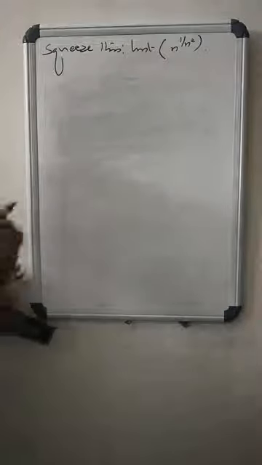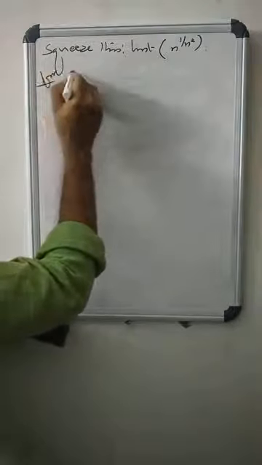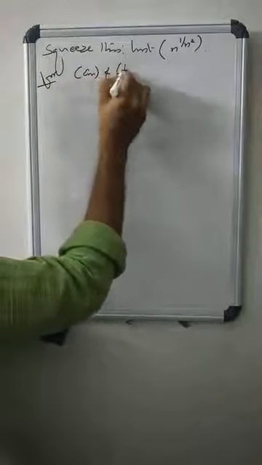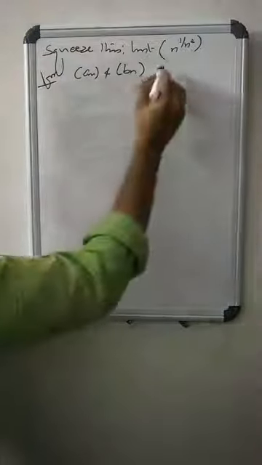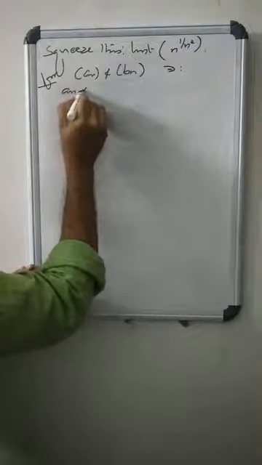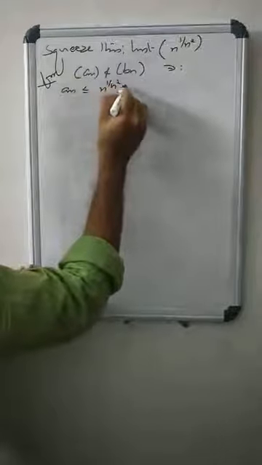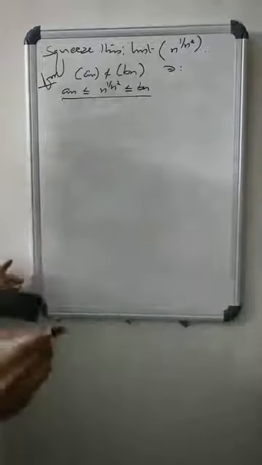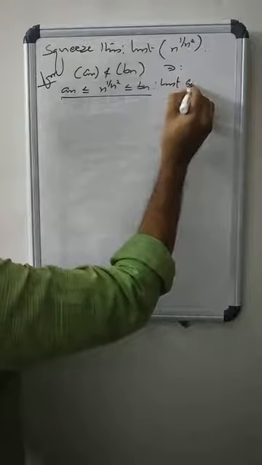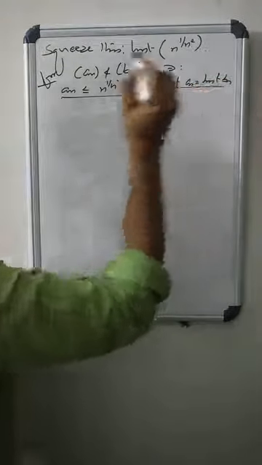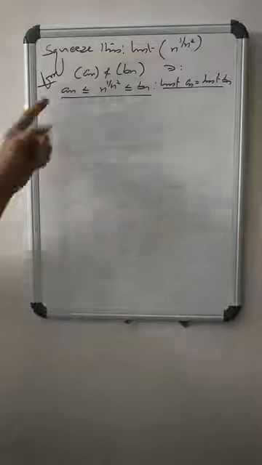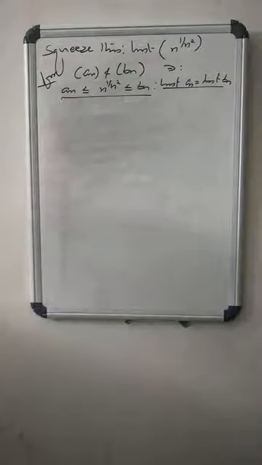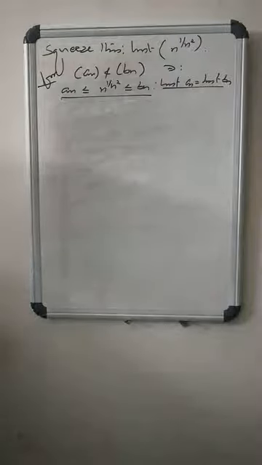How? To apply the Squeeze theorem, you have to find two sequences, an and bn, such that an is less than or equal to n^(1/n^2), which is less than or equal to bn. Moreover, the limit of an equals the limit of bn.